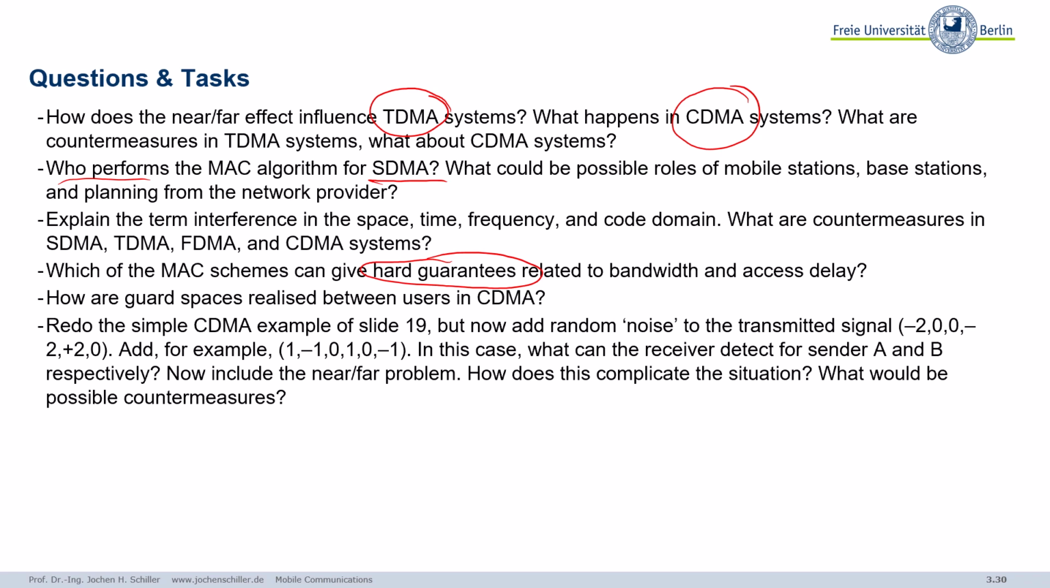What are the guard spaces in CDMA? And then go back to this very simple CDMA example on slide 19. And now add some random noise to the transmitted signal. Just add this vector, 1, -1, etc. What can the receivers detect? Okay, now include a near-far problem. How does this complicate the situation? Just multiply the strength of the signal of one of the senders. What are possible countermeasures?